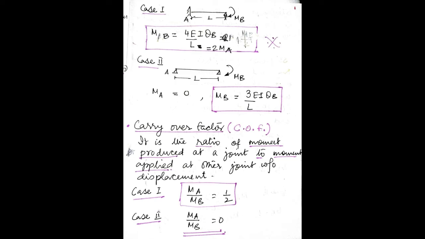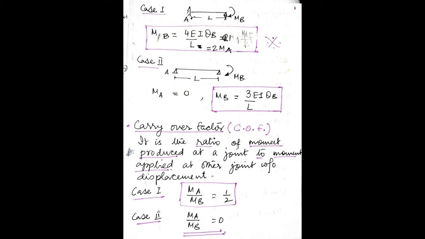Okay, so in this case moment at A will be 0, and what will be the MB value? MB value will be 3 EI theta B by L. The notations carry the same meaning as I have explained you earlier. So here you have to keep it in mind that both cases I have discussed, one is simply supported, one is one end fixed, other end is simply supported.